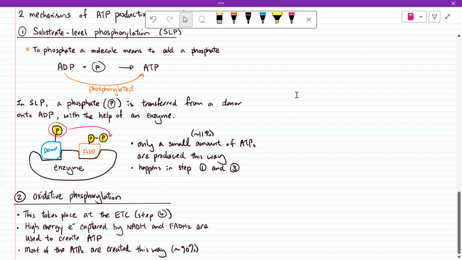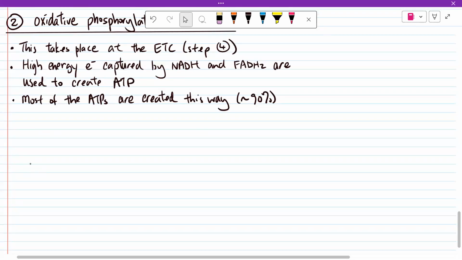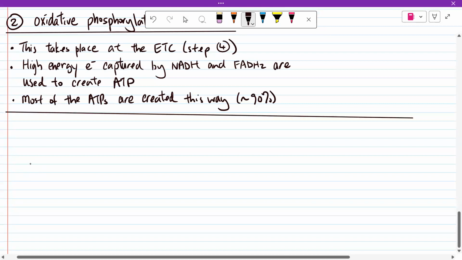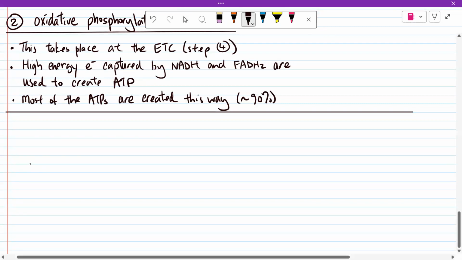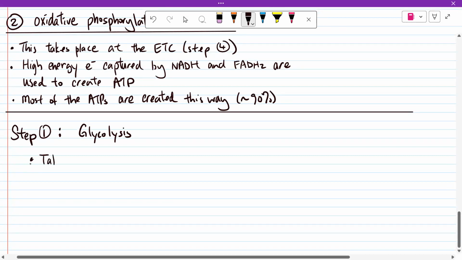All right. So one more thing before we go. Let's take a closer look at glycolysis. Right, so step 1. Glycolysis. Right, so where does it take place? Anybody remember? Cytoplasm. Very good. Takes place in the cytoplasm.